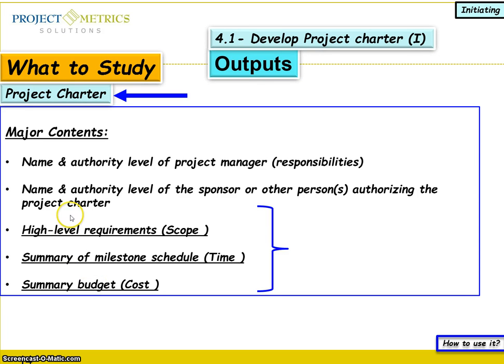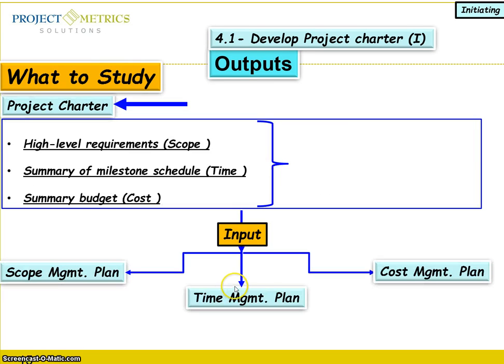It's the project charter. It's very important for you as a project manager, because the major content here, your name will be there, your authority level, and your responsibilities, and the name and the authority level of the sponsor or other person authorizing the project charter, and the triple constraint, which you are talking about: the scope, the time, and the cost. And the project charter, you might use it as input when you develop your scope management plan, and when you are developing your time management plan, and when you are developing your cost management plan.